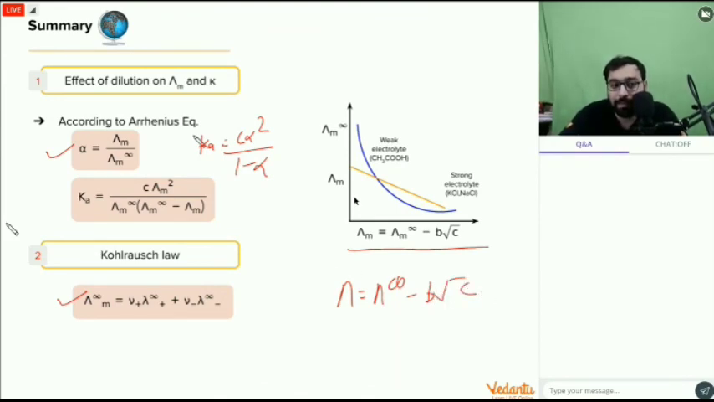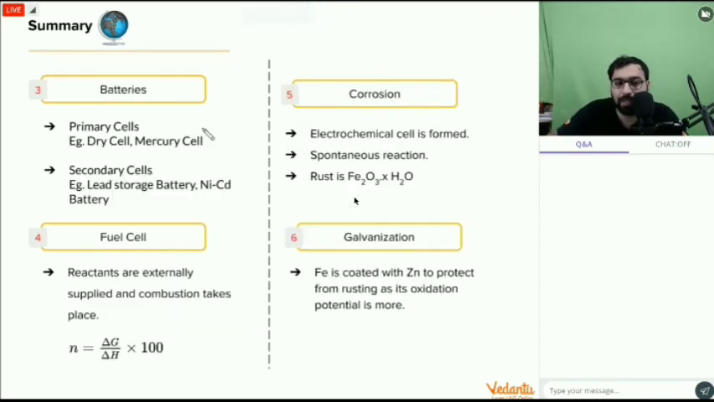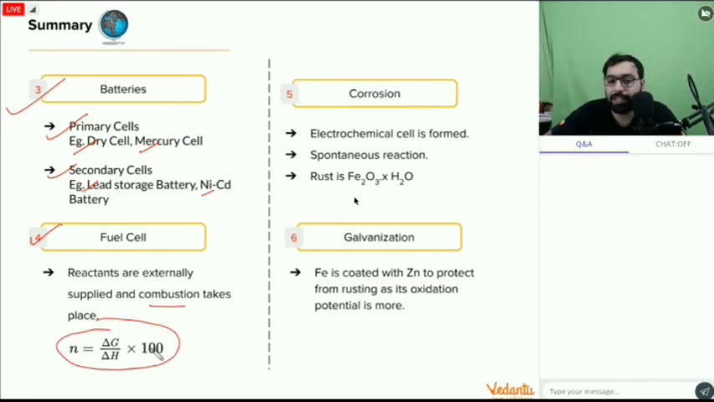And after that, we studied different types of cells. Batteries: primary cell, dry and mercury. Secondary: lead storage battery, nickel cadmium battery. Fuel cell: reactants are externally supplied, combustion takes place. Efficiency is given by delta G by delta H into 100. Corrosion: electrochemical cell, spontaneous reaction, rust is formed. Galvanization is what? Iron is coated with zinc, because zinc has higher oxidation potential than iron. Zinc has more oxidation potential than iron.